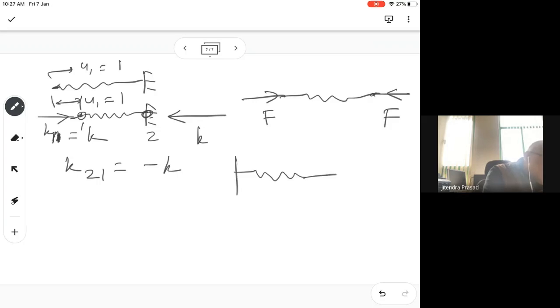Now we have it like this. What we are doing now, we have to find out K22. K22 is the what? Force required at node 2. So this is degree of freedom 1. This is degree of freedom 2.